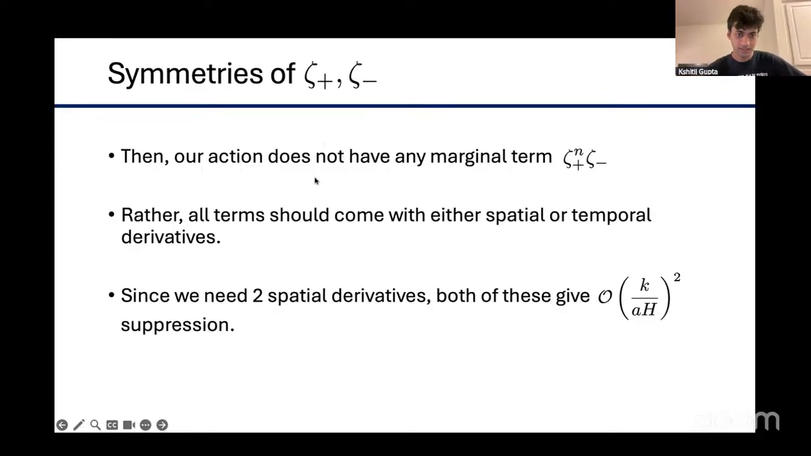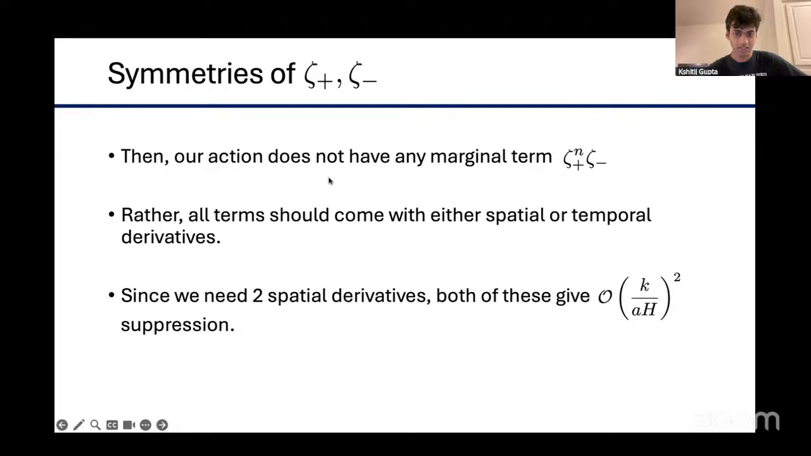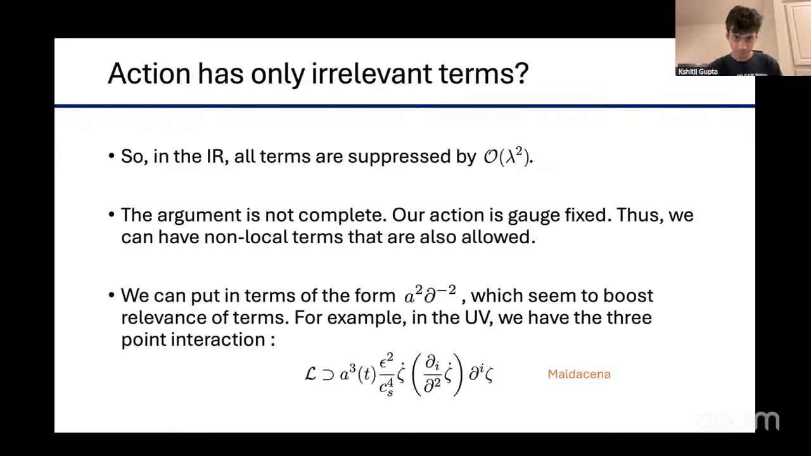Because zeta plus should satisfy this symmetry, it means that we cannot have a pure power of zeta plus times zeta minus. Rather, all terms have to come with spatial or time derivatives on zeta plus. And since we need two spatial derivatives, this will, at the very least, give us an order k over aH squared extra suppression. So the worst divergence after imposing symmetries is also not going to be logarithmic. Every term should be irrelevant. So really, in the IR, all terms are suppressed by order lambda squared.